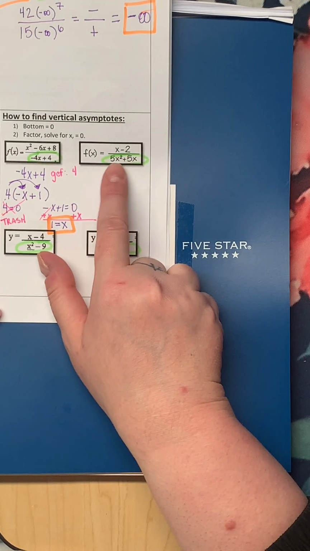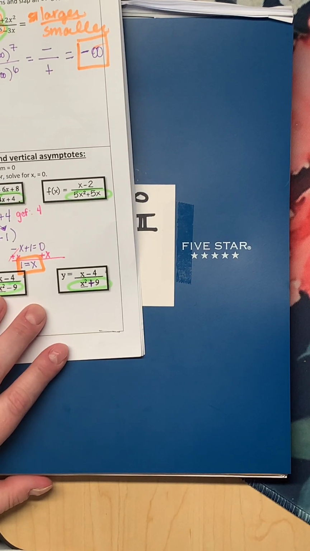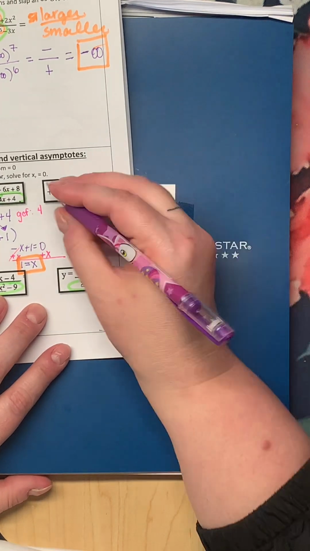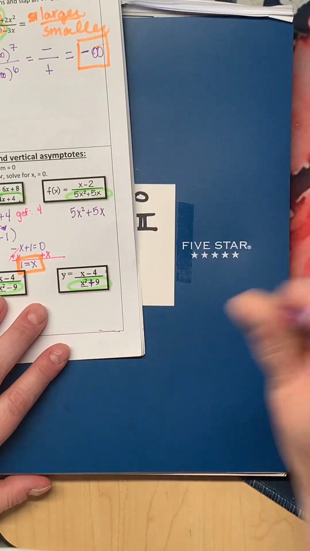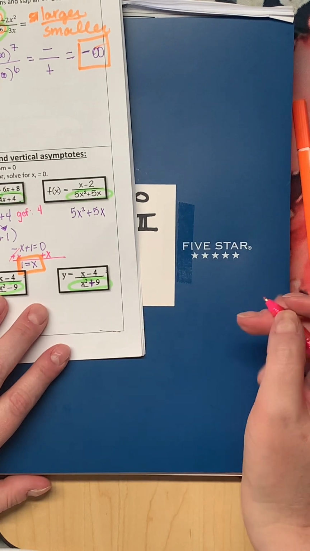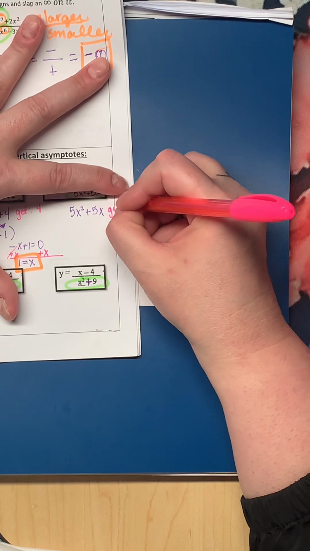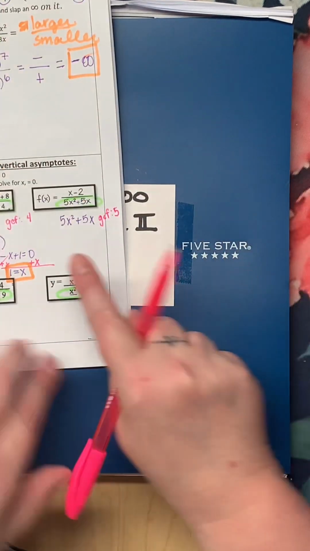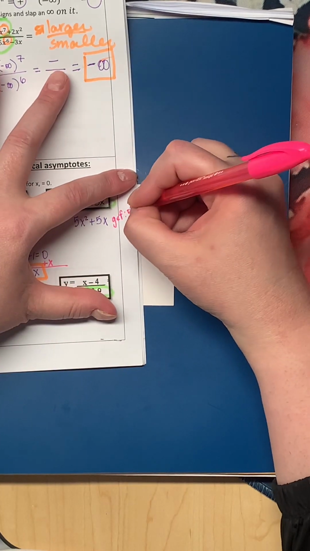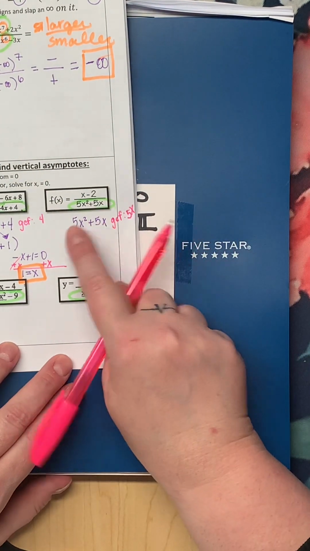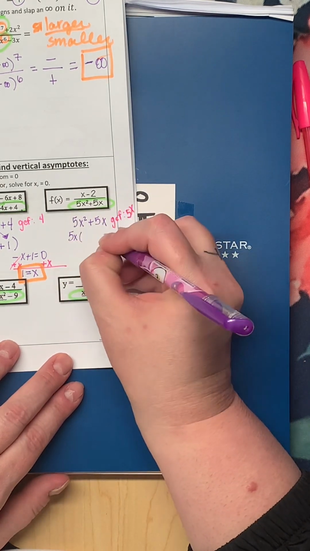x minus 2 times 5x squared plus 5x. Okay, so first we're going to take out the denominator, which is 5x squared plus 5x. Then we're going to try and think of a GCF. So I think my GCF is definitely a 5, because there's a 5 on both of these. And I think I'm going to put an x on my GCF, because there's an x on both of these. So I'm going to write 5x, open parentheses.